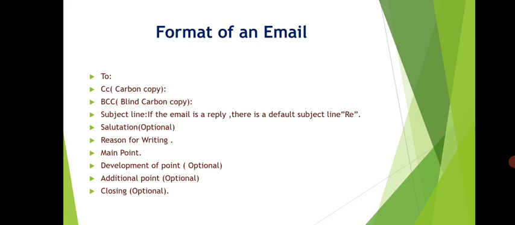Then CC is there, then BCC is there. So what is CC and what is BCC? Have you heard about CC and BCC? CC means carbon copy, whereas BCC means blind carbon copy. You have to be very clear about these things. Did you hear about carbon copy?